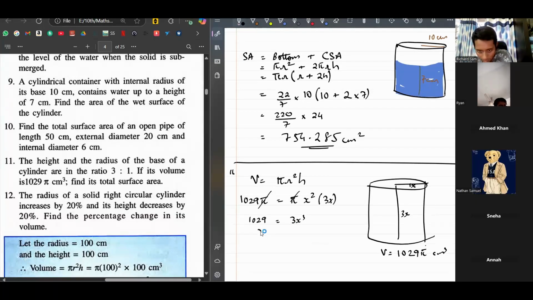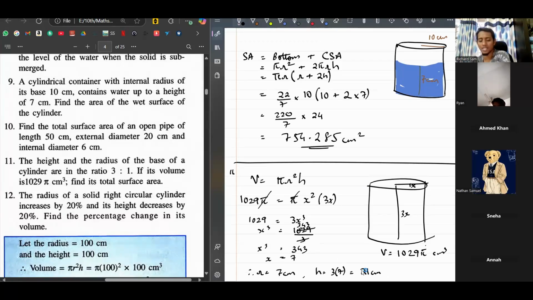So take 3 down. So x cube is equal to 1029 divided by 3. So how much is that? 3 3s are 9, carry 1, 3 4s are 12, 3 3s are 9, 343. x cube is 343. So x is 7. 7 cube is 343. Okay, so we have the height, we have the radius. Therefore, radius is equal to 1 into x. That is 7 centimeters. And height will be 3 into x. That is 21 centimeters.